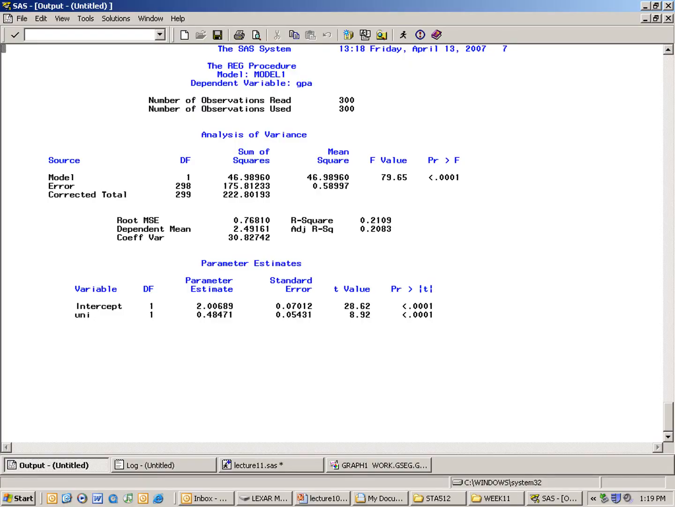All right, so here's our proc reg output. We can take a look at the model equation down below. We see our y-intercept is 2, and we see that our coefficient for university is about 0.5. So that's basically saying what? Saying for every 1 unit increase in university, we expect GPA to increase by about 0.5.